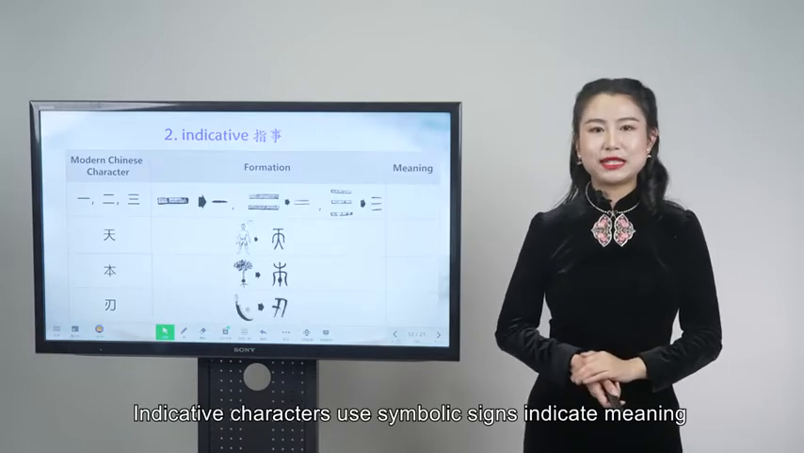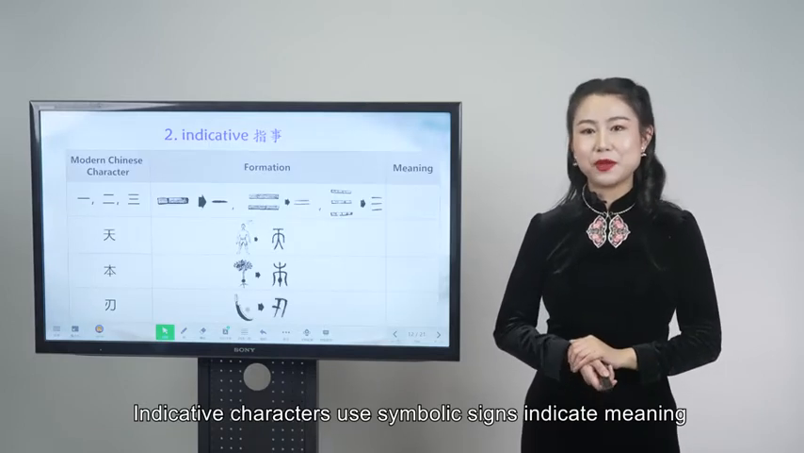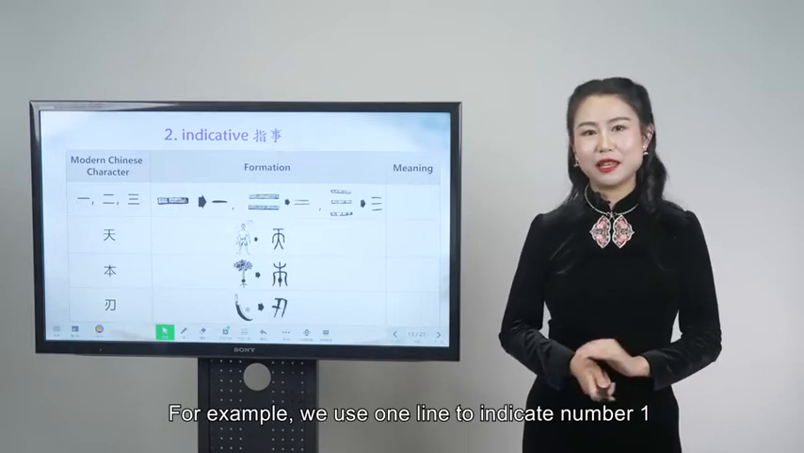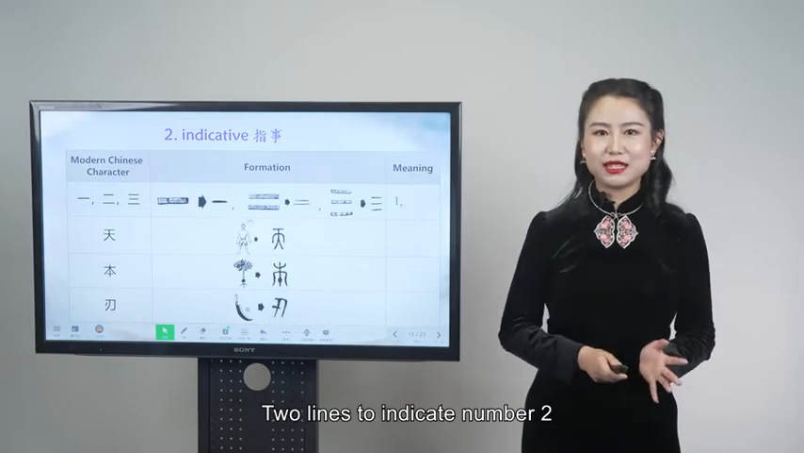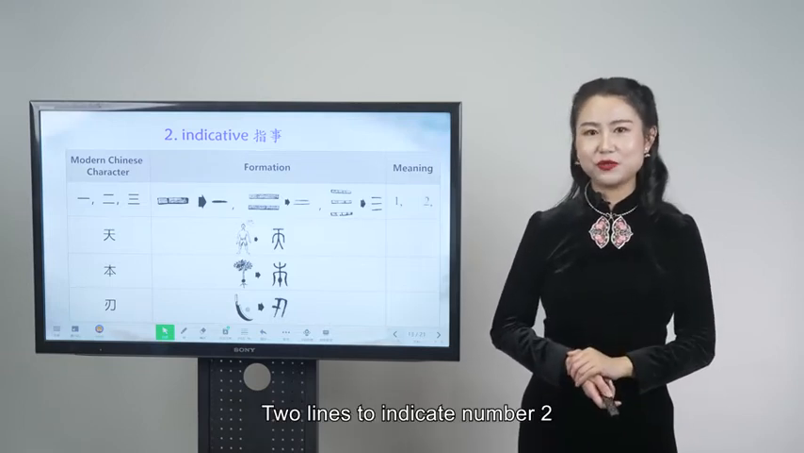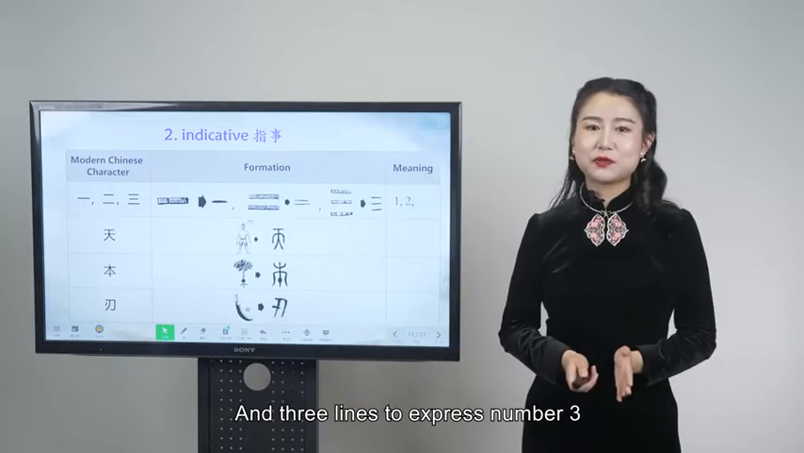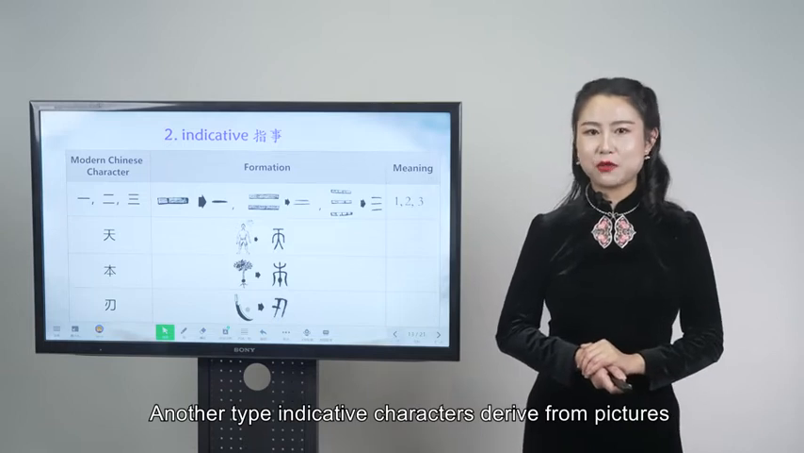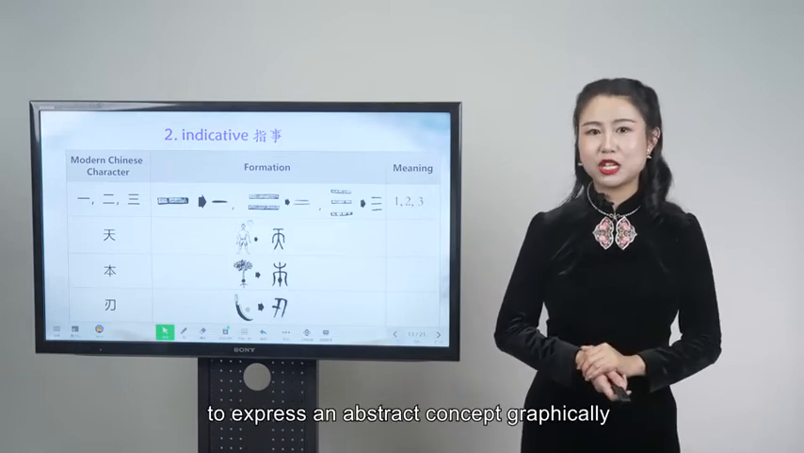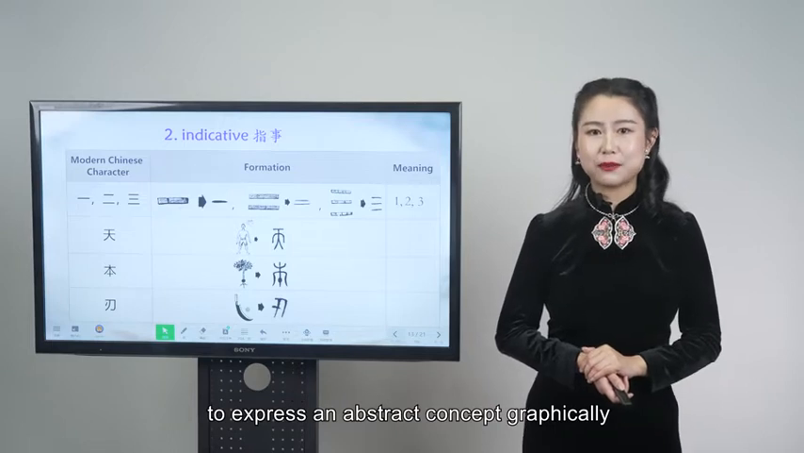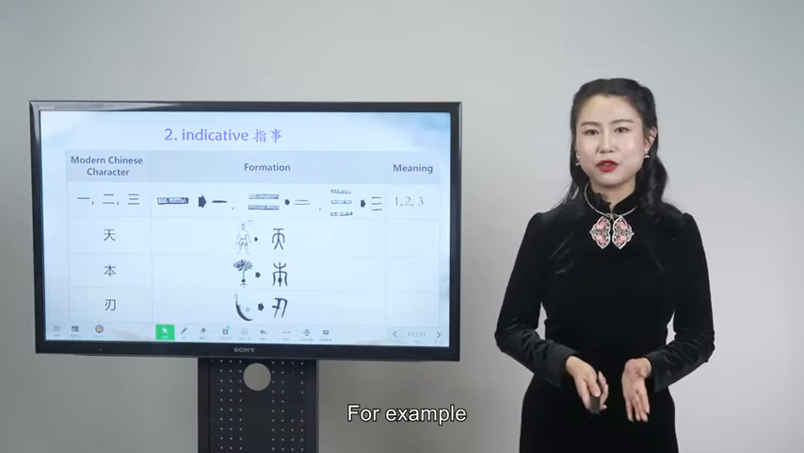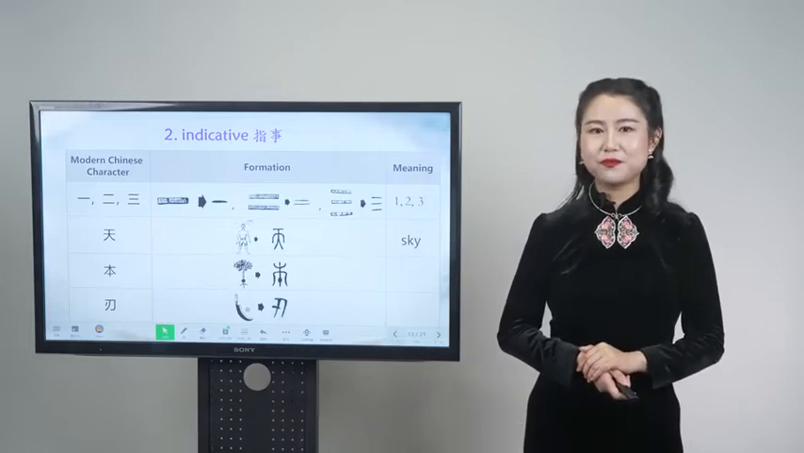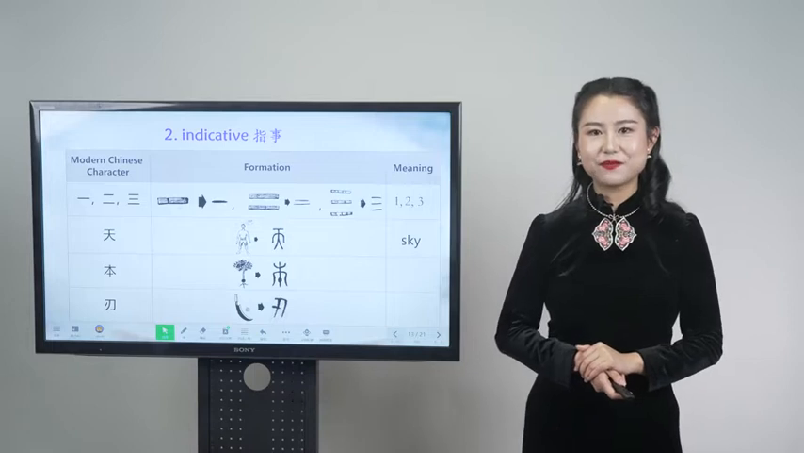Indicative characters use symbolic signs to indicate meaning. For example, we use one line to indicate number 1, 2 lines to indicate number 2, and 3 lines to express number 3. Another type, indicative characters, derive from pictograms to express an abstract concept graphically. For example, a horizontal line above the person indicates 天, sky.